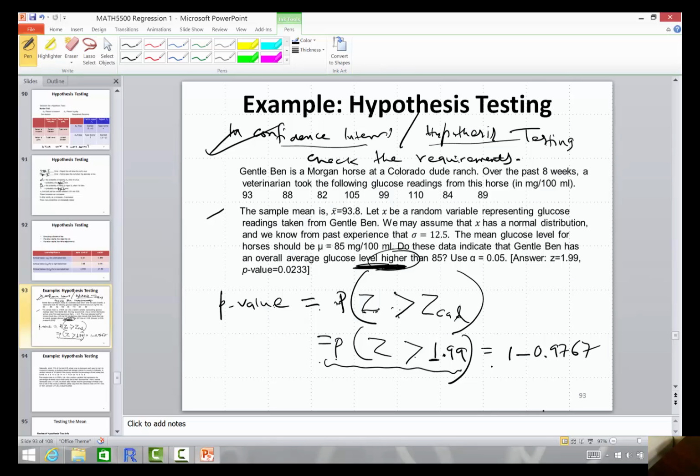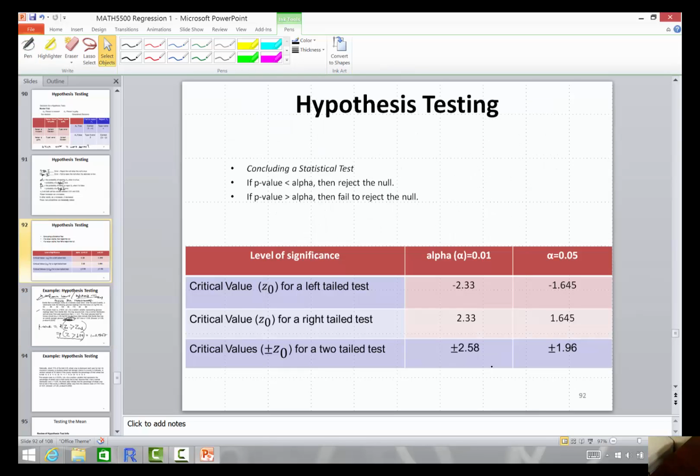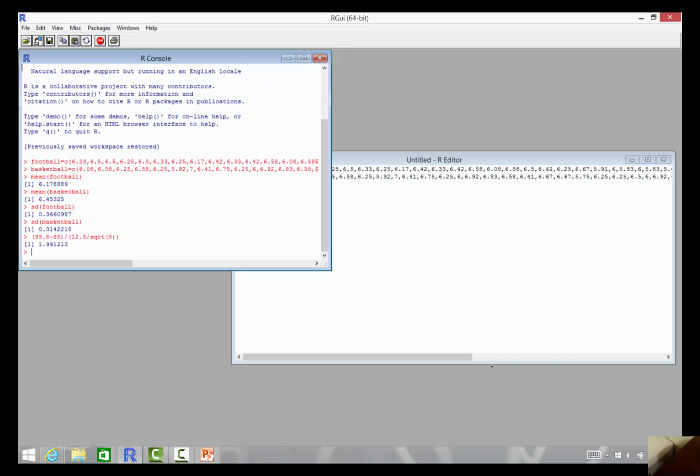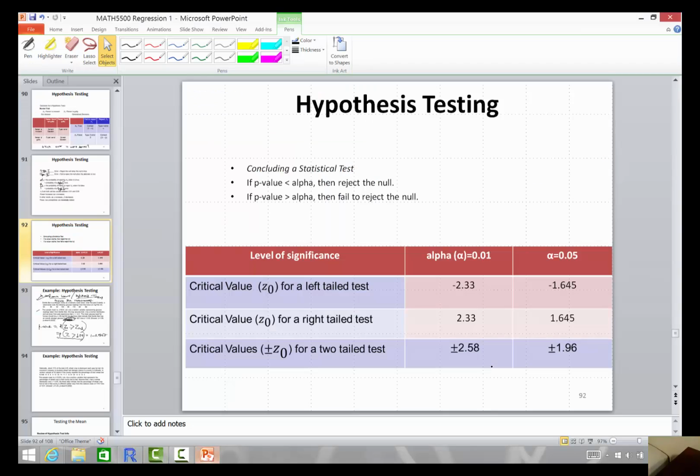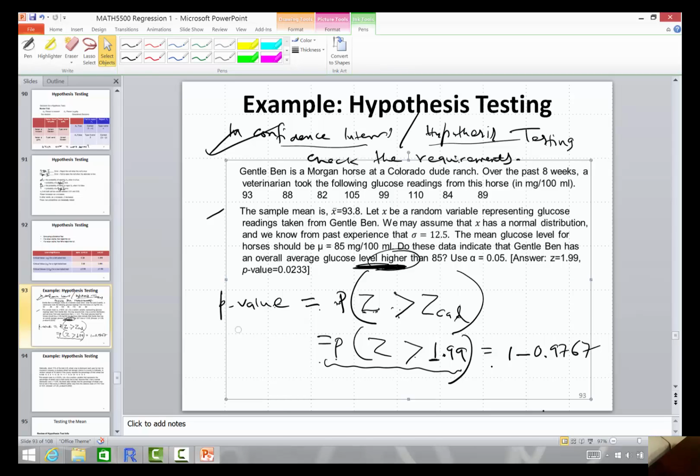So I'll go ahead and do it in R. One minus 0.9767, that is 0.0233, right? The p-value comes to 0.0233. That is the p-value.